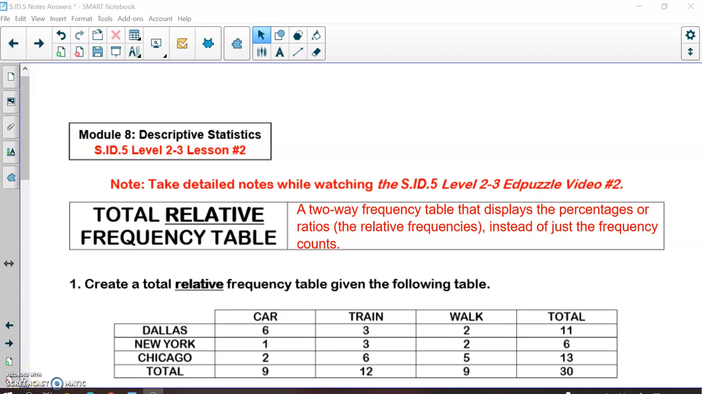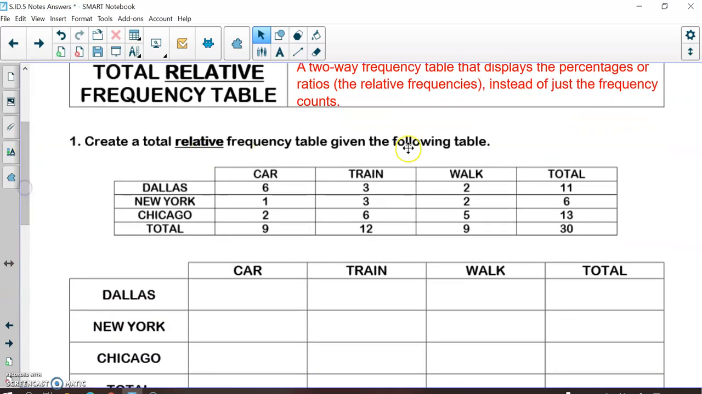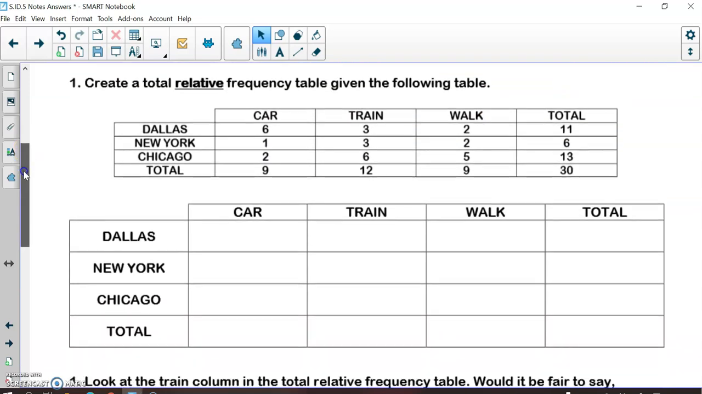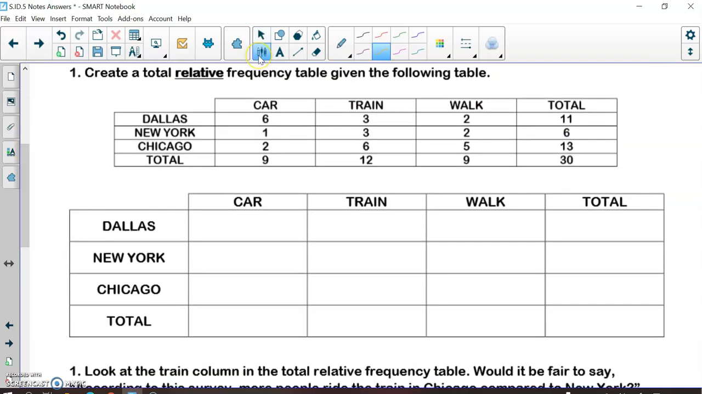A total relative frequency table is a two-way frequency table that displays percentages or ratios, also known as the relative frequencies, which is what we talked about in the last lesson, instead of just the frequency counts. So this is a normal two-way frequency table. This just gives you the frequency counts. We want to create a total relative frequency table given this two-way frequency table. And how we do that is we just convert all of these into percentages.